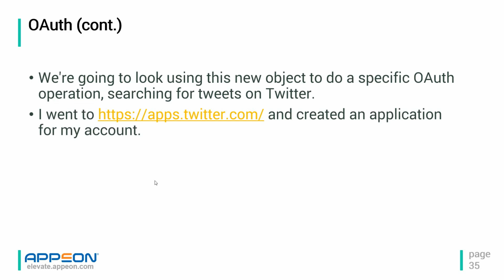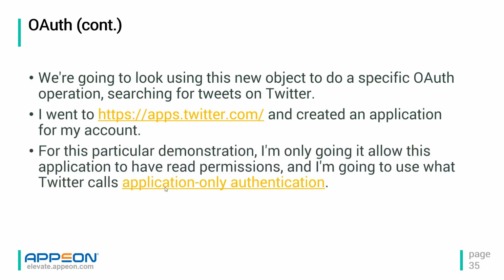So the first thing I did is I went to apps.twitter.com and I created an application for my account. There are two ways to set up authentication, OAuth authentication, in Twitter. You can do it as a person. In other words, when this application runs, it actually is basically impersonating you. It's actually working with your full permissions. In order to do that, though, when you first run it, you actually have to log into Twitter and grant it permission to do stuff on your behalf.